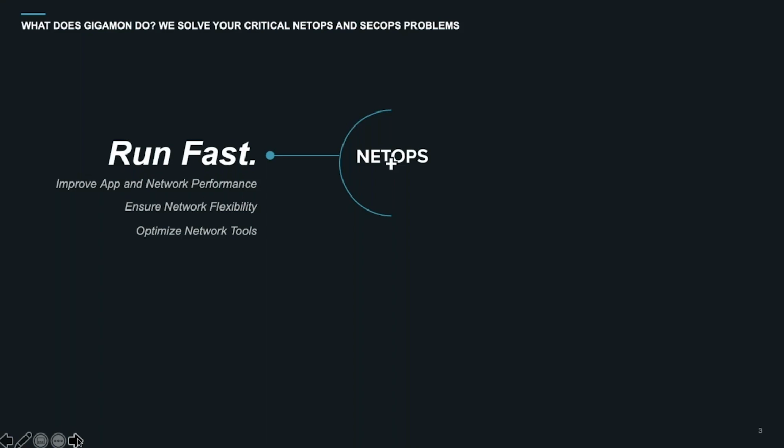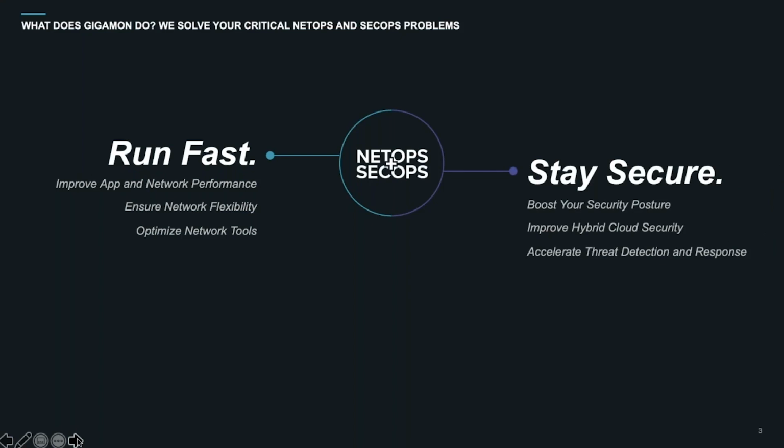And finally, optimizing network tools. As I mentioned earlier on, tools have got completely out of hand in many IT organizations. They have tens of these to do tasks that you can simply consolidate down and use Gigamon to replace a significant number of those. So the run fast is very, very important, but equally important these days is staying secure.